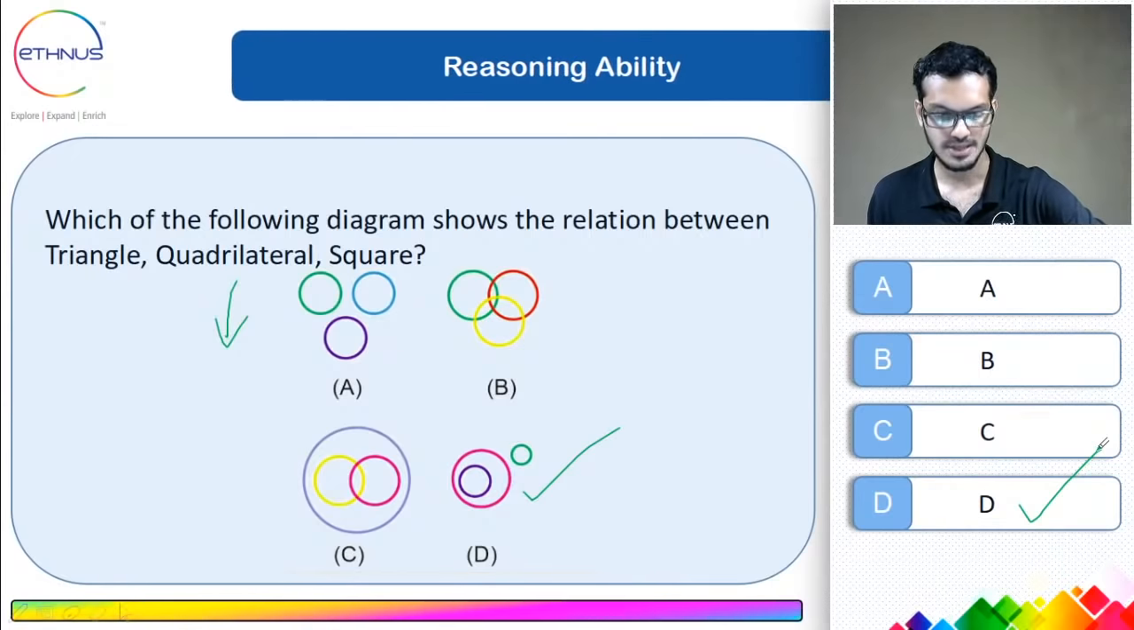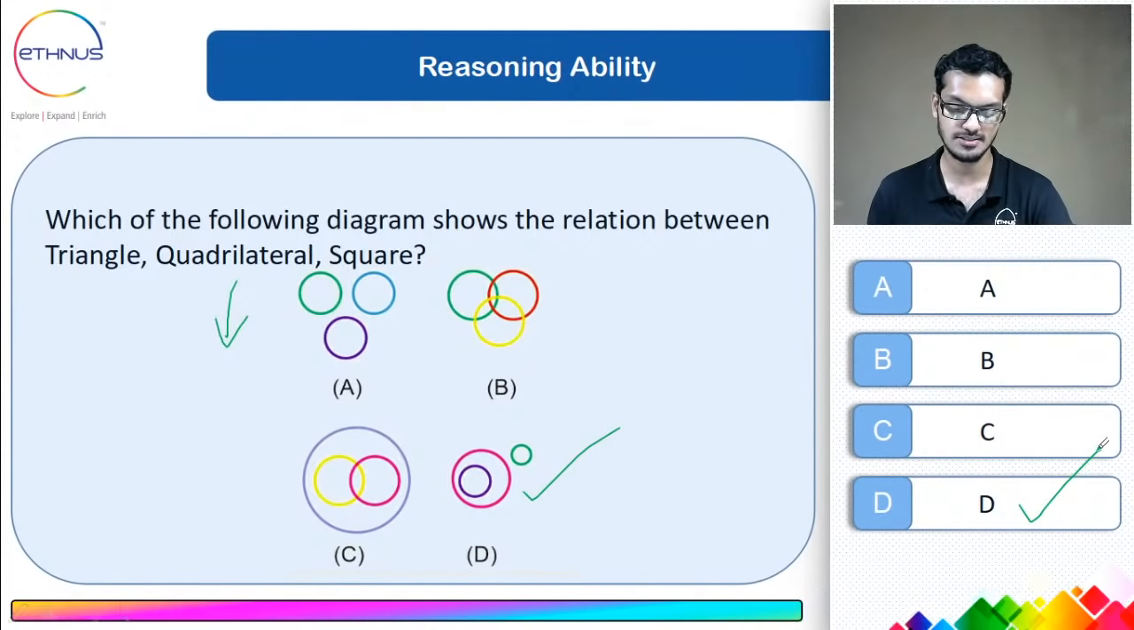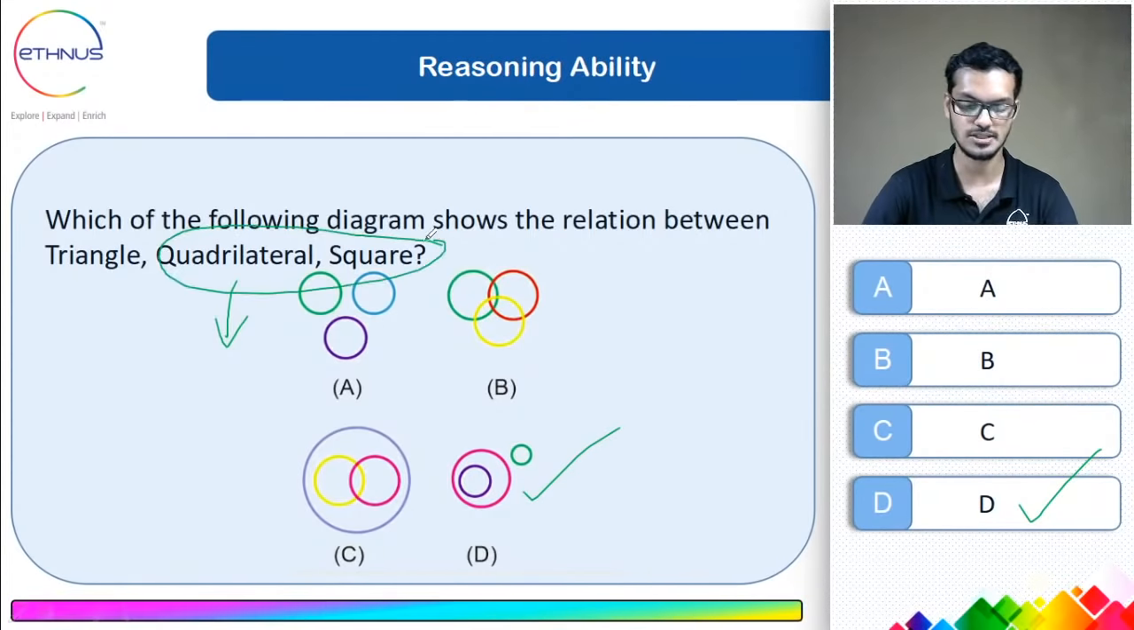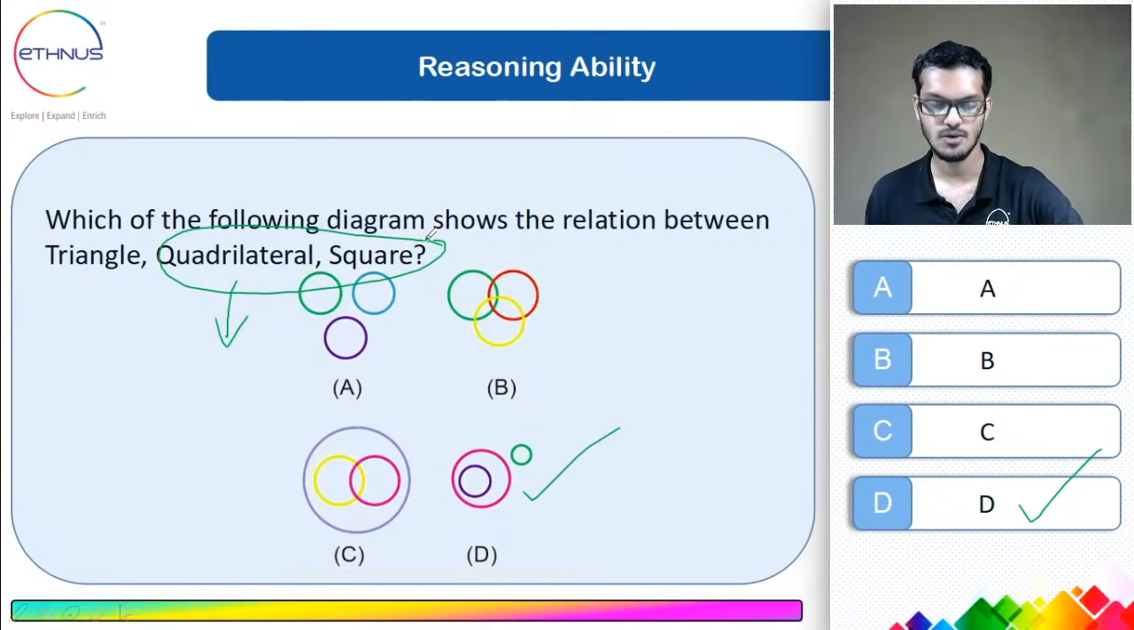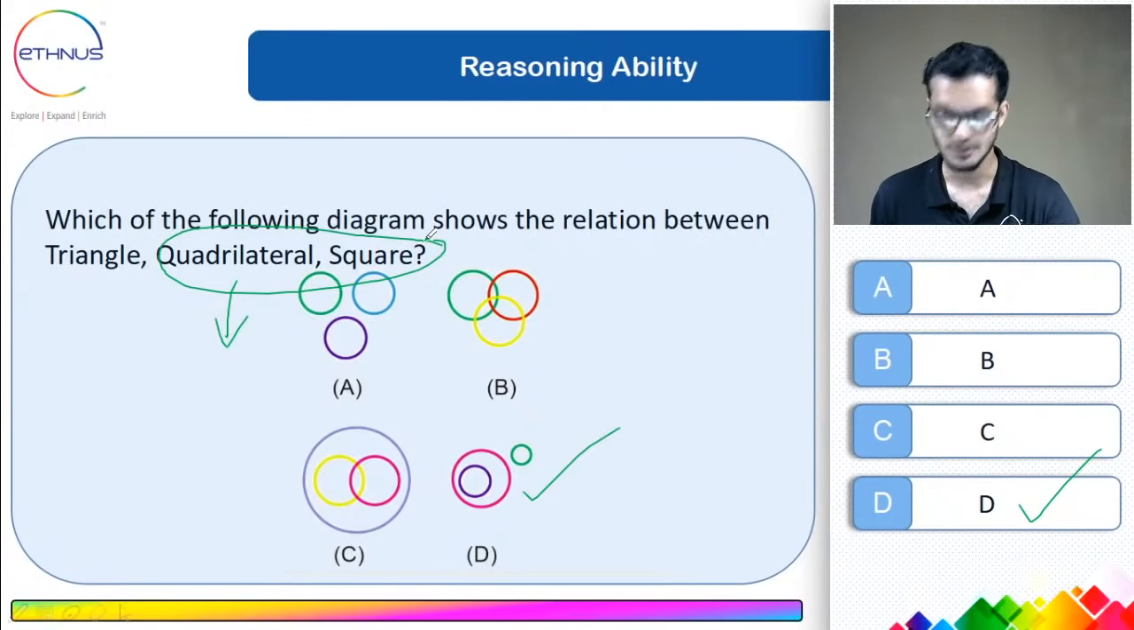Okay. So in case of A, why can't it be the answer? These two come under the same category. Square is also a quadrilateral, right? 4 sides. So square comes under quadrilateral. Yeah, so this is the correct answer.